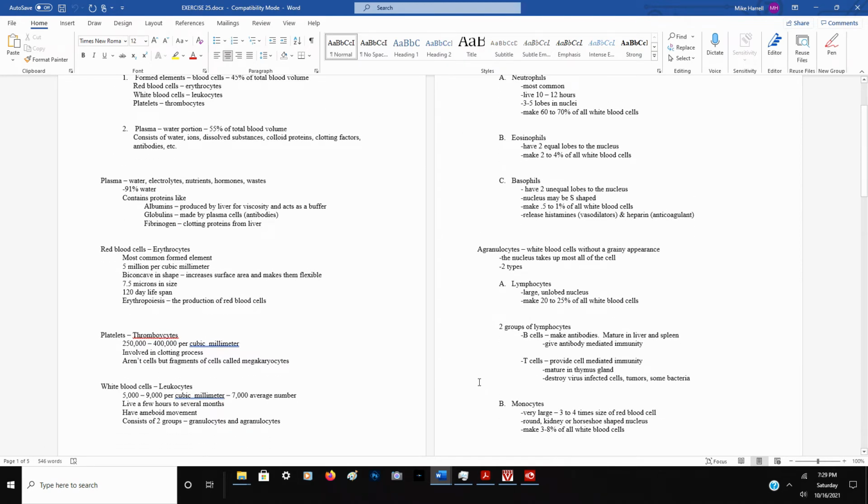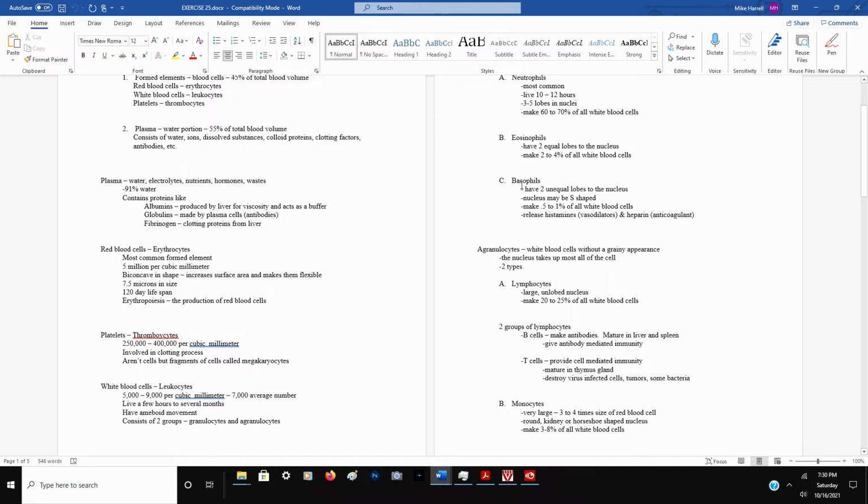Now here's our 2 non-grainy white blood cells, right? They don't have the little specks inside of them. So they tell you right here, the nucleus will take up most all the cell. When you look at a lymphocyte or monocyte, most of the time, the nucleus is just big and round, sort of like a fried egg, and the nucleus will take up just about the entire cell.